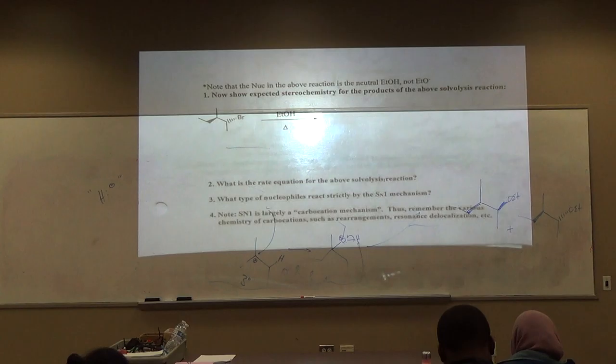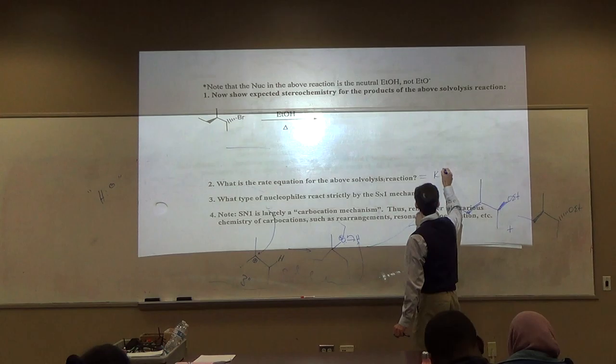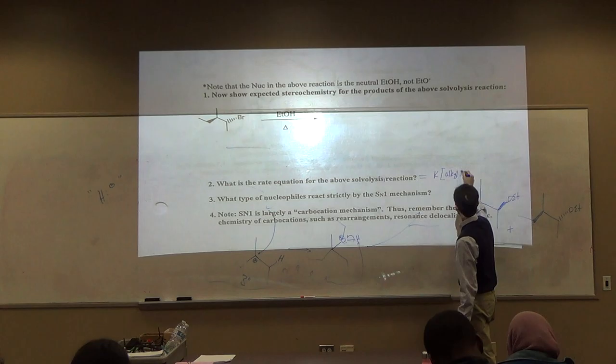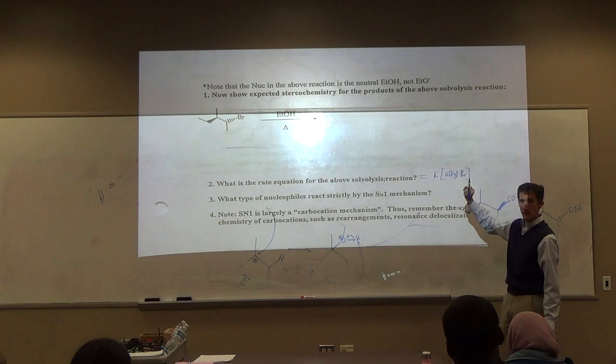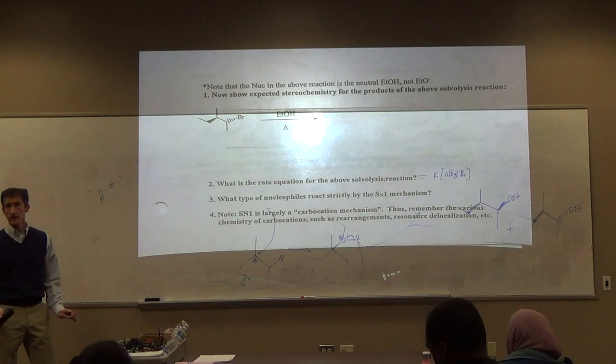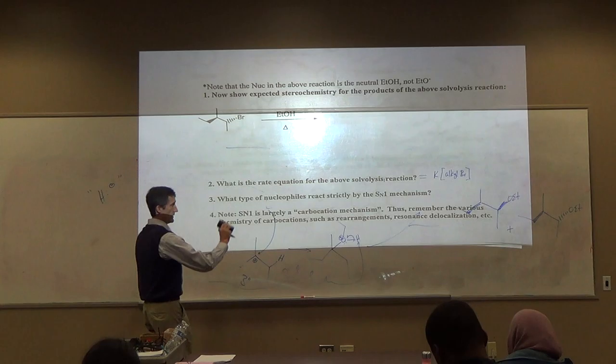What's the rate equation for the above solvolysis reaction? Rate equals what? Some type of constant times alkyl bromide. And what else? That's it. Does the amount of ethanol affect the rate? No, carbocation. No. It's SN1. It's just the alkyl bromide concentration.